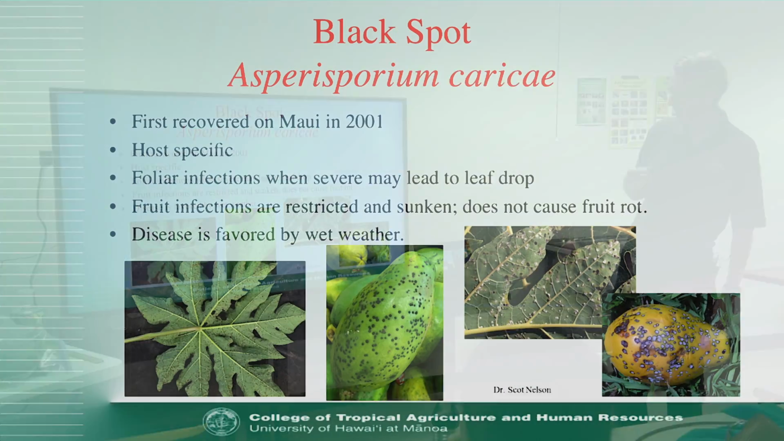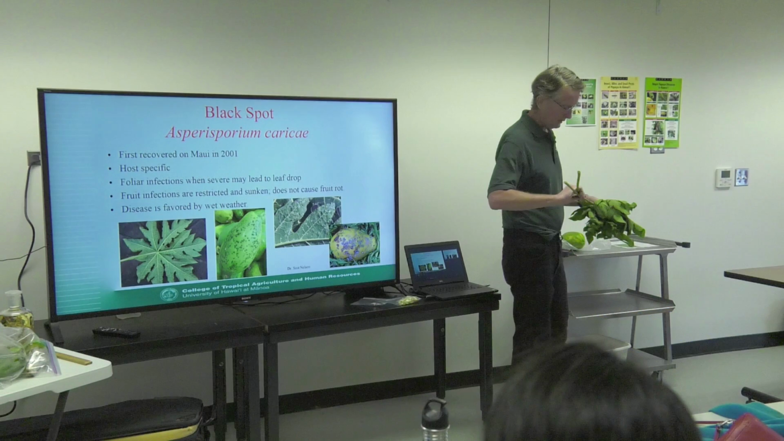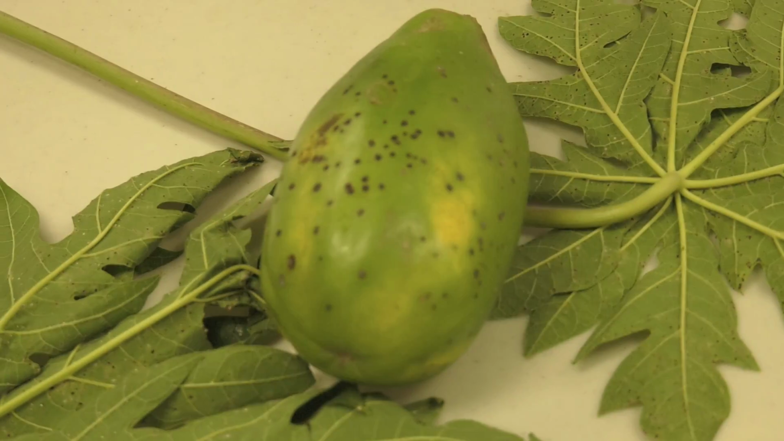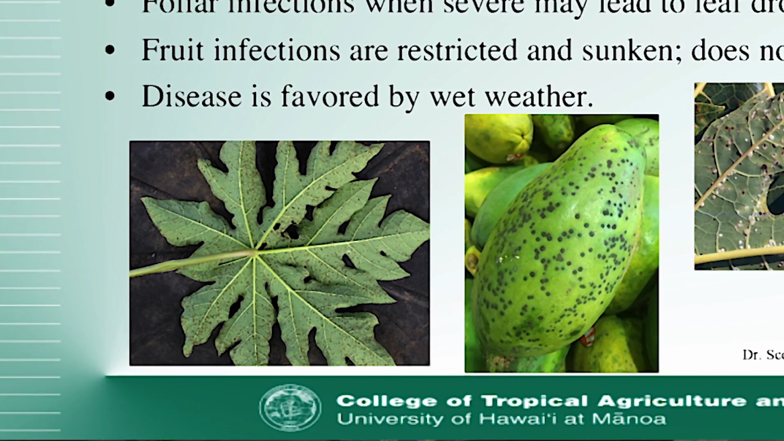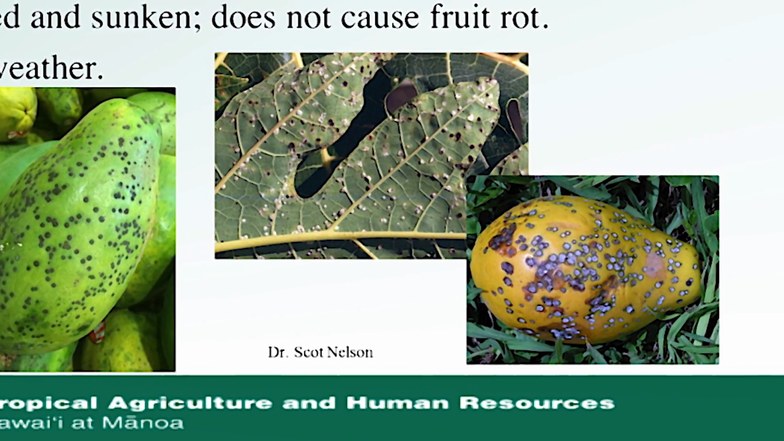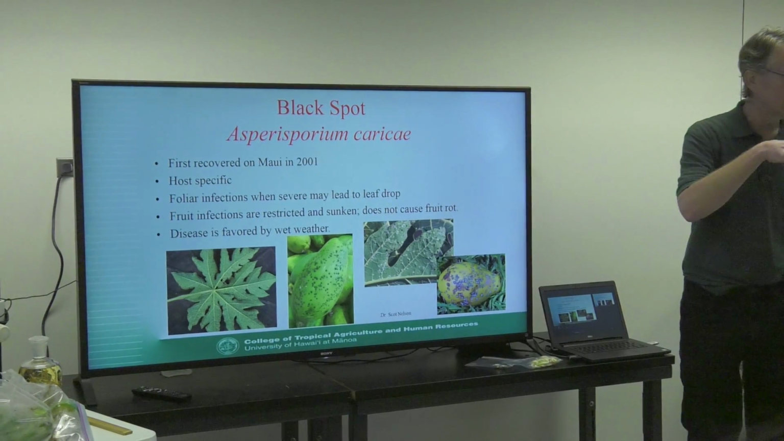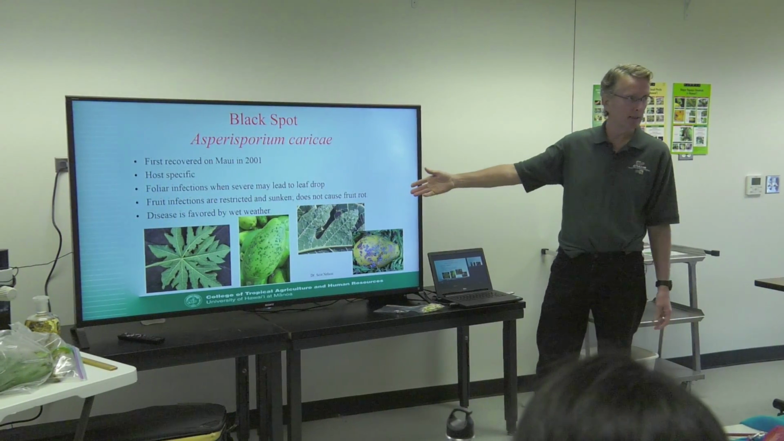Okay, so black spot is also a very common disease. And this is probably one that we all see, and I see it even on the fruit in the market. And that's because it is very, very difficult to manage. So on the foliage, it causes very characteristic spotting, and on the fruit as well. Just like in the images here, it was found on Maui in 2001. It's very host specific. And when you have severe infections, it can cause leaf drop. Fruit infections are very restricted, so you can tell it's not anthracnose. And it doesn't really enter beyond the upper layers of the epidermis. So the fruit is entirely edible. It's just a blemish that's unattractive.